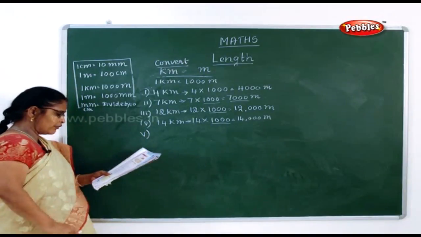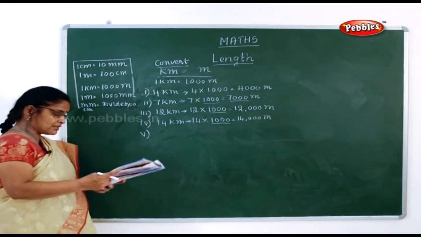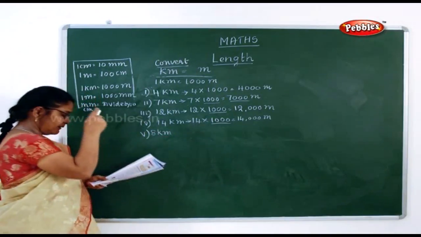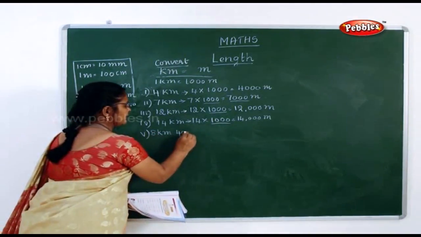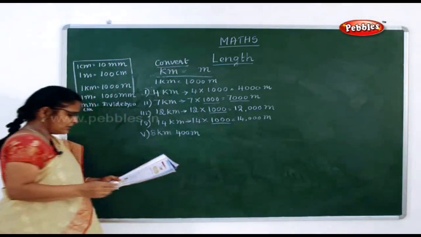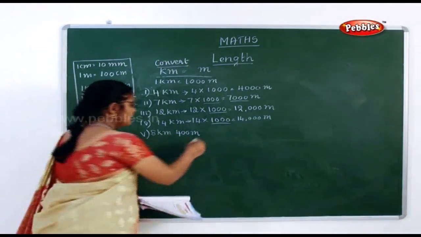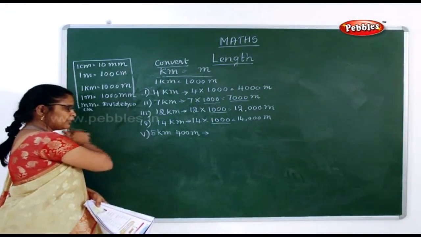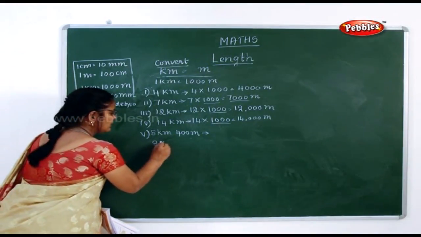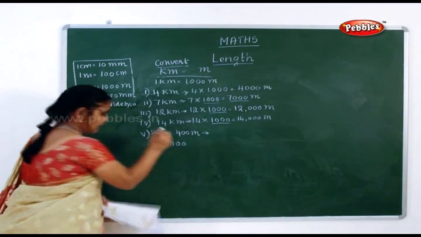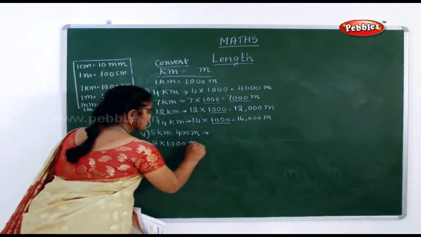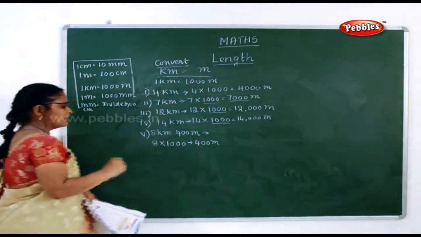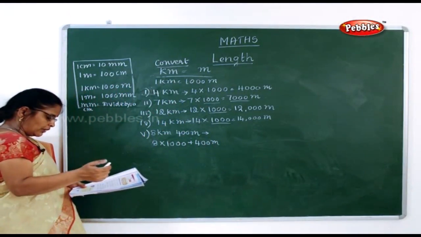Now the fifth one, what is the fifth one they have given? Just look into the sum. It is 8 kilometer, okay, 8 kilometer and 400 meter. Now how will you do this sum? See, how will you convert this kilometer? 8 into 1000 plus 400 meter, because meter is already there. You are converting kilometer into meter.